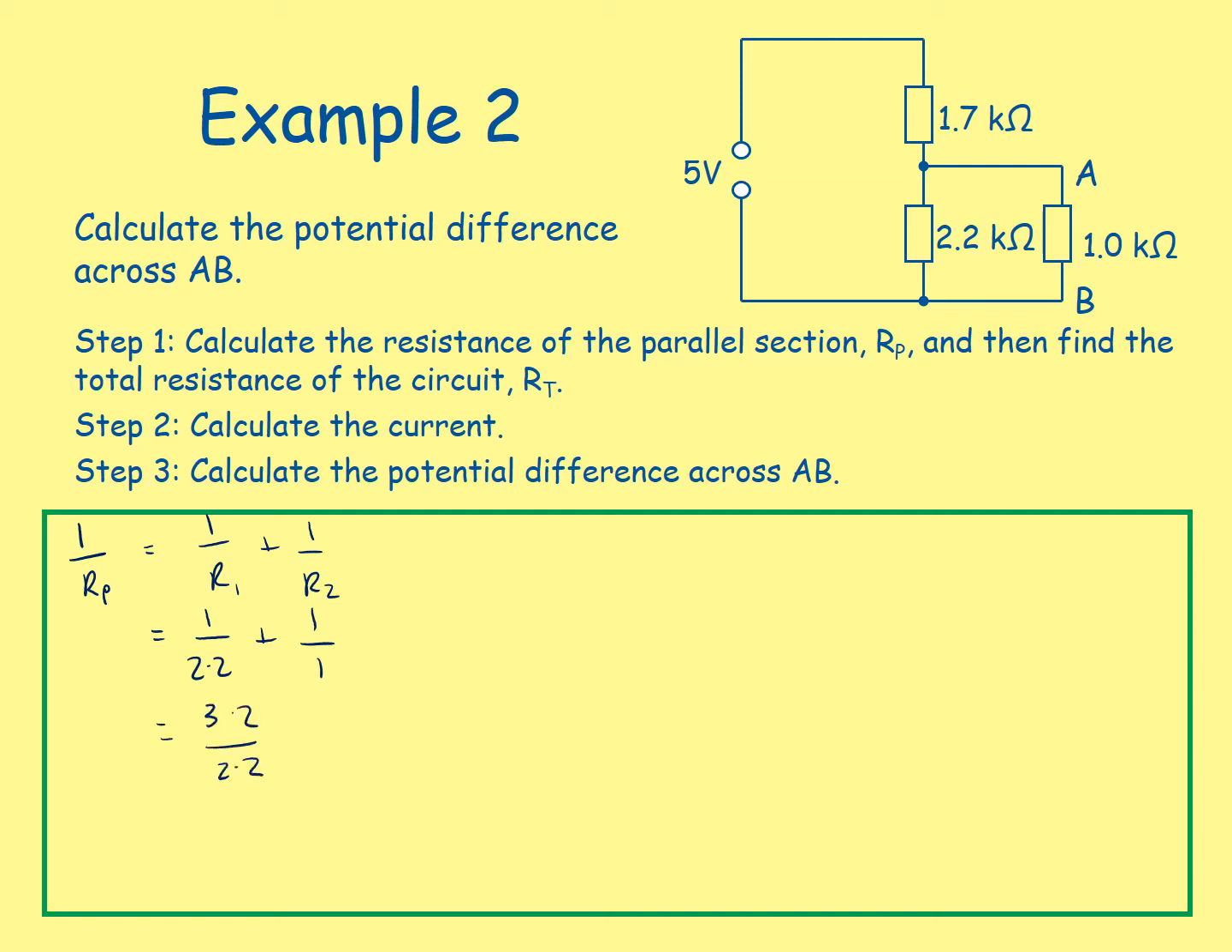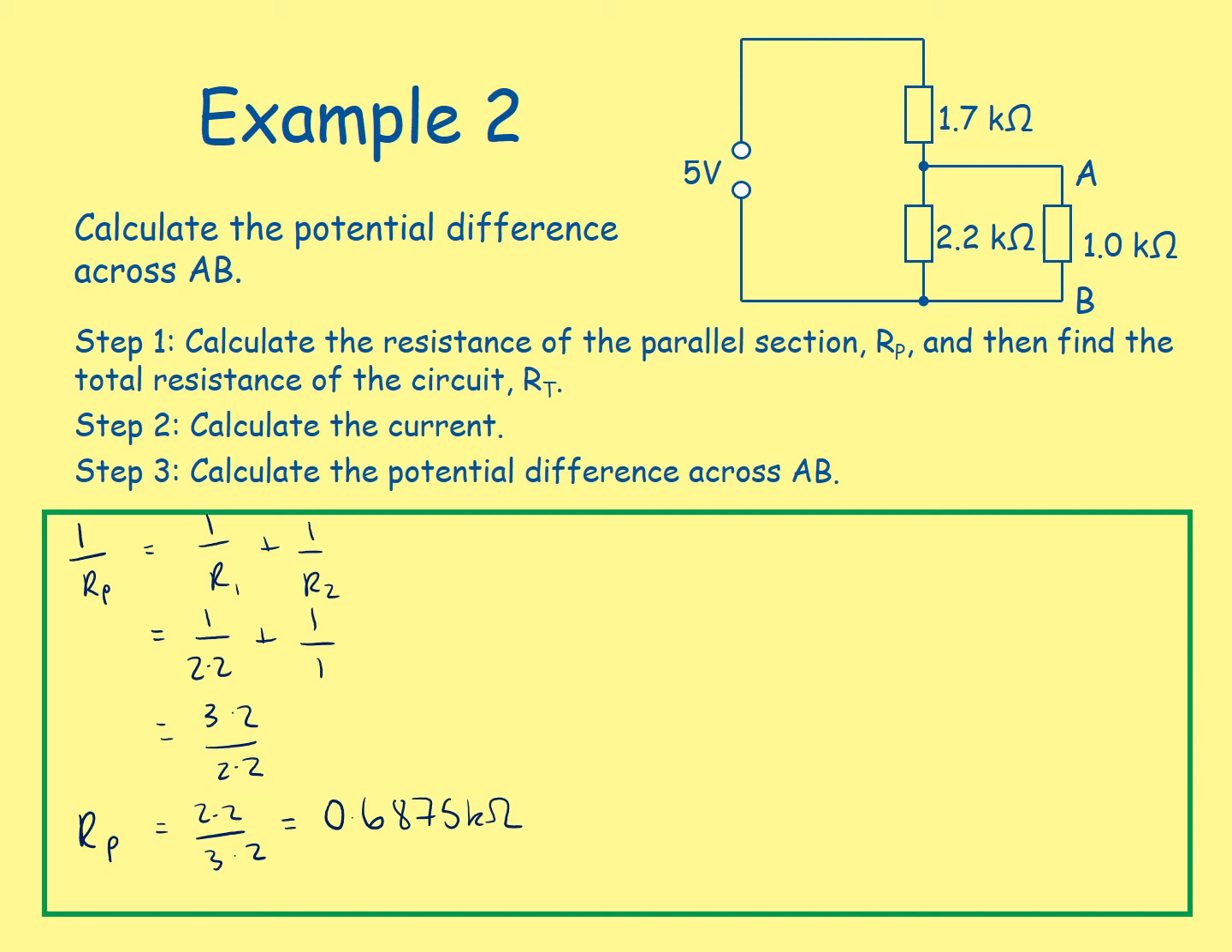You can pop it into your calculator or you can manipulate fractions, whatever way works best for you. Flipping our fractions, we've got RP equals 2.2 over 3.2, and that is equal to 0.6875 kilo ohms. We don't want to round too early into the question as it will not give us precise enough values when we come to the end of the question.